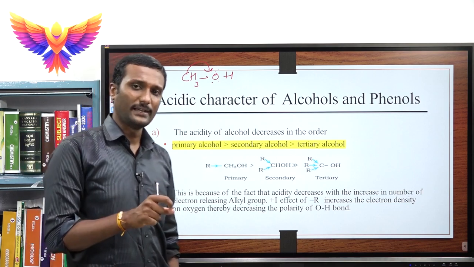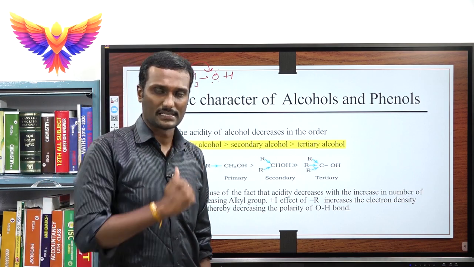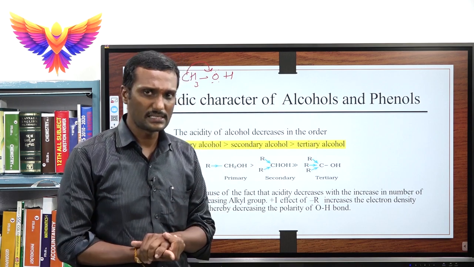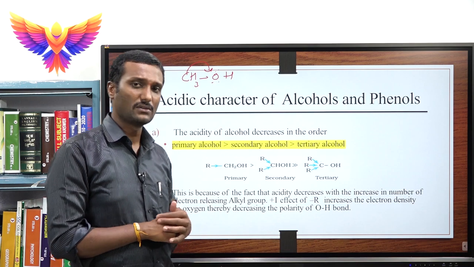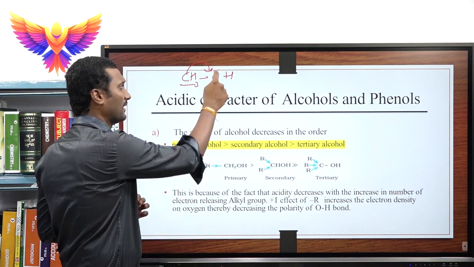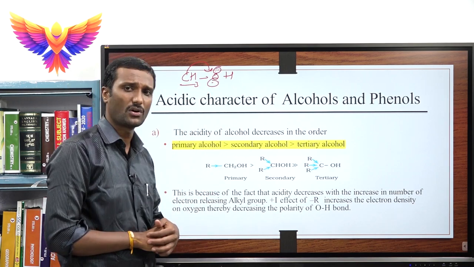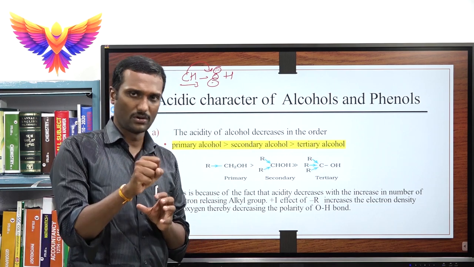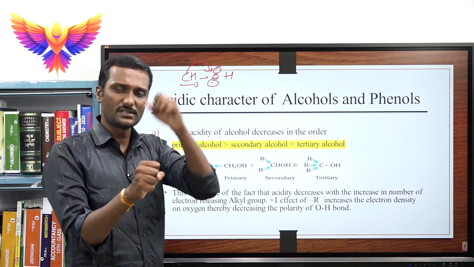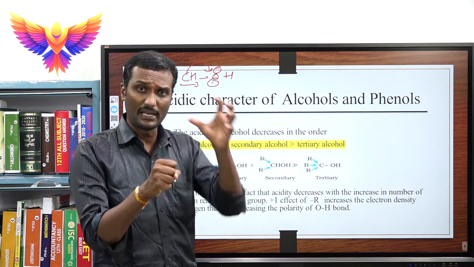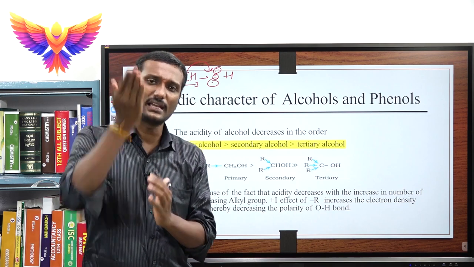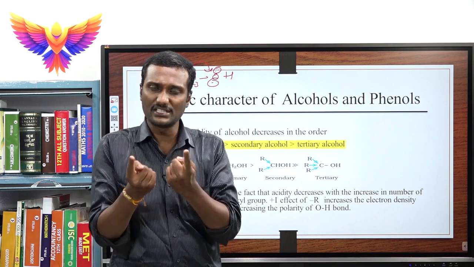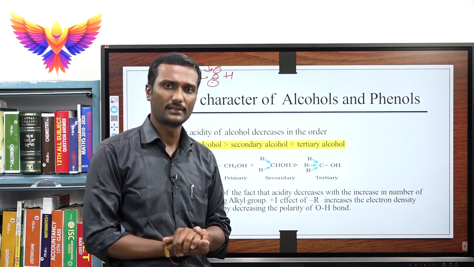When the polarity decreases, the ease of release of hydrogen decreases. When the number of alkyl groups increases, the electron density also increases on the oxygen atom. Am I right, students? Try to understand: near the oxygen, when the number of electrons increases, there is an increase in the electron density on the oxygen. Then the polarity is disturbed. When the polarity is disturbed, the acidic nature is also disturbed, right?